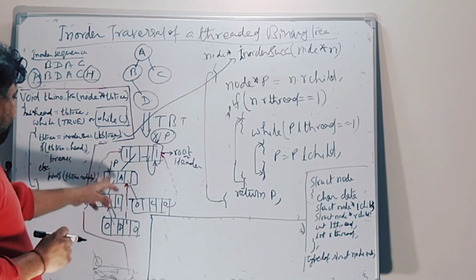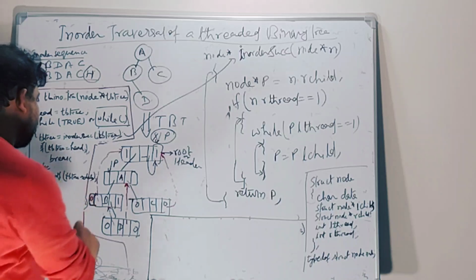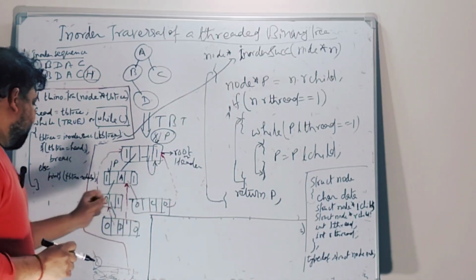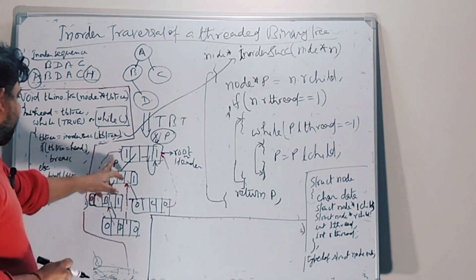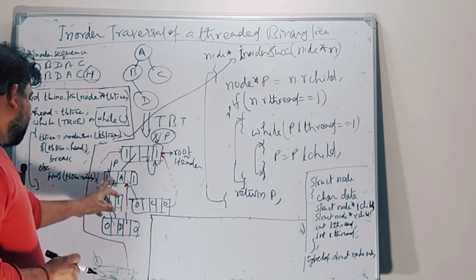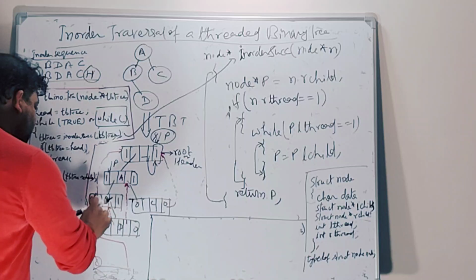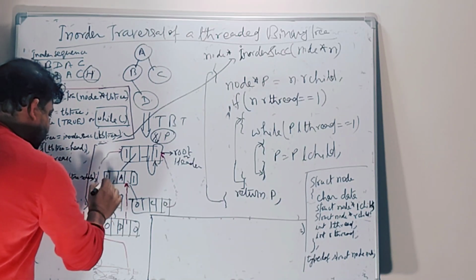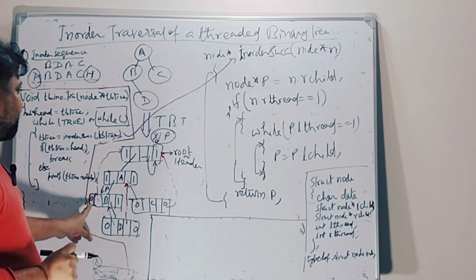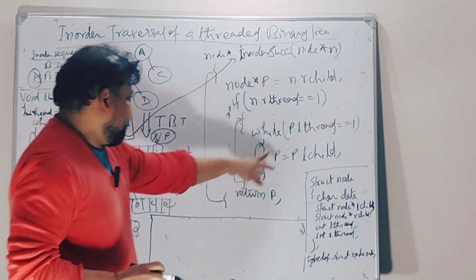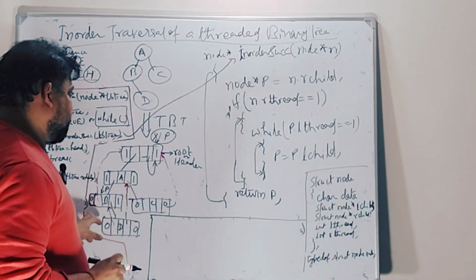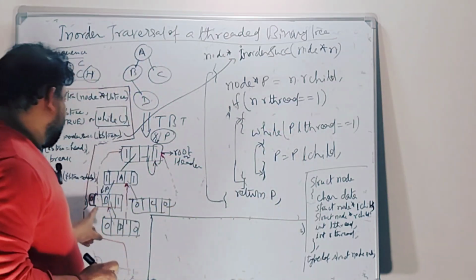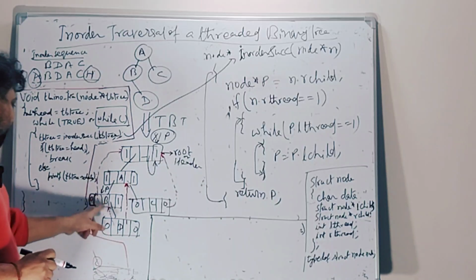Now it is P, and after this I'll once again check whether it is, yeah, obviously it is also 1, because both sides are actual children. So once again P L thread is equal to 1. So this will come to this location P. Now you'll see whether the L thread is equal to 0. Here it is not, so this condition will terminate, and P will return this value B.